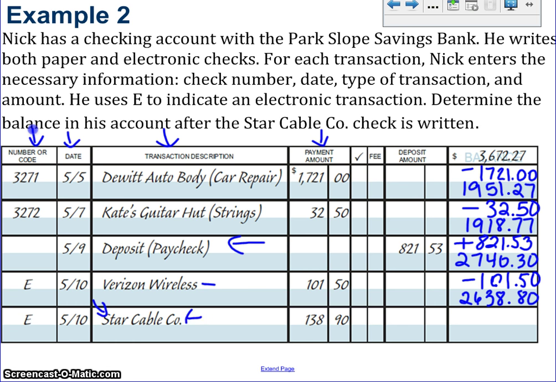Company, and it was for $138.90. And again, it's subtracting because it's coming out of the account. And once we do that, we end up with a balance of $2,499.90. And that is the account balance after all of these checks and deposits are recorded into the check register.